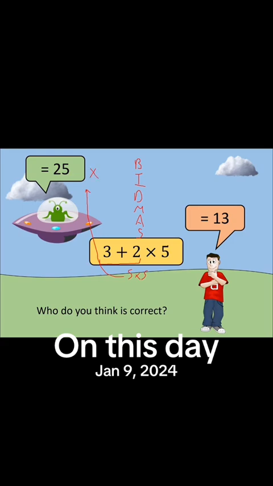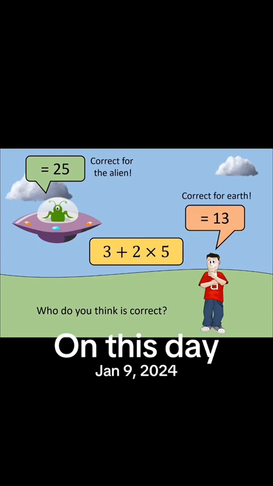The correct answer or method should be that we do the multiplication before the addition. So we do 2 times 5 first, which is 10. So we do 3 plus 10, which is 13. So we do the multiplication before we do the addition or subtraction. Division and multiplication have the same level of importance, as do addition and subtraction. So this person is actually correct.